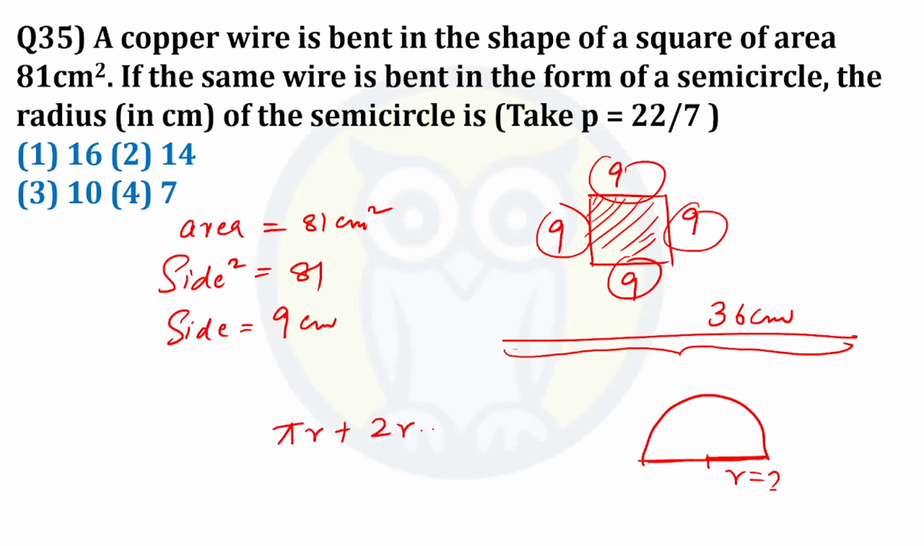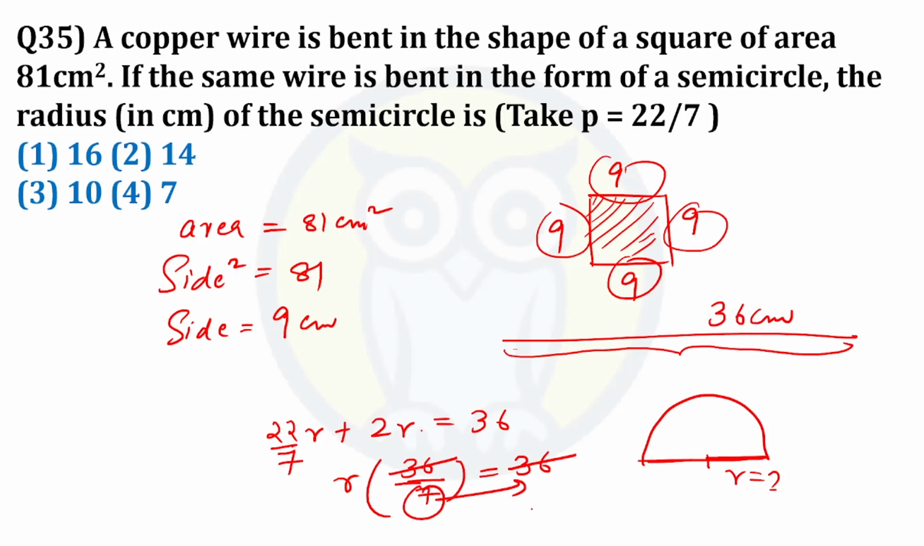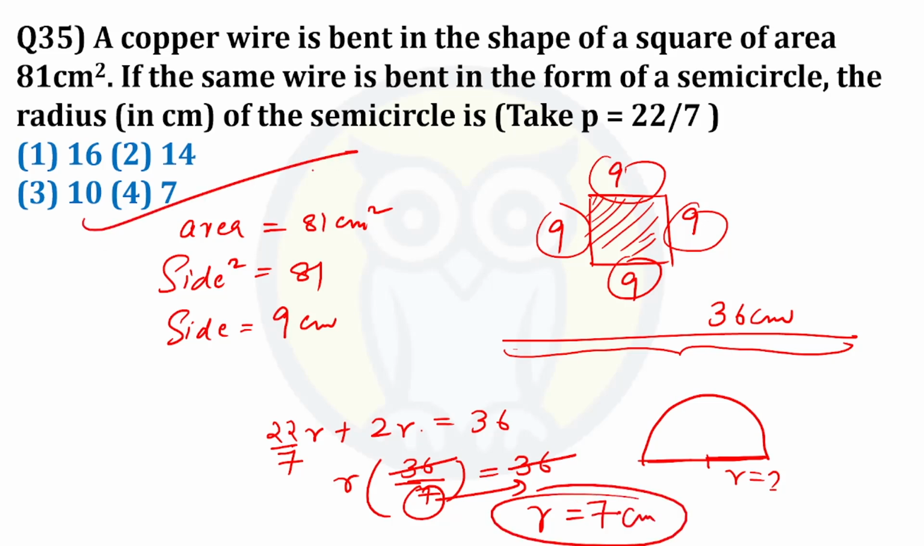To find the radius, its total length is 36 centimeter. Now pi is 22 by 7, and taking r common, we get r times 22 by 7 plus 2 is equal to 36. Now 7 into 2 is 14, so 22 plus 14 is exactly 36. Now 36 divided by 36 gives 7. So the radius is equal to 7 centimeter. 7 centimeter is the correct answer.